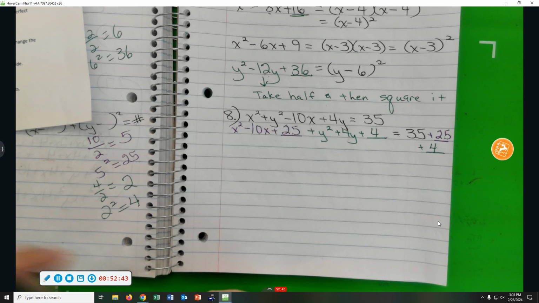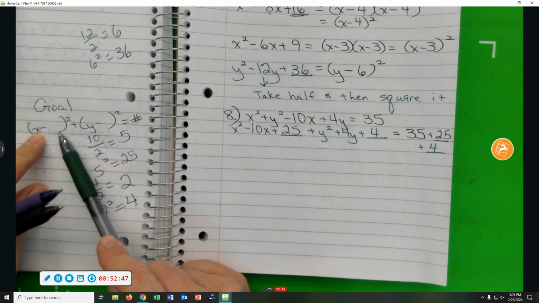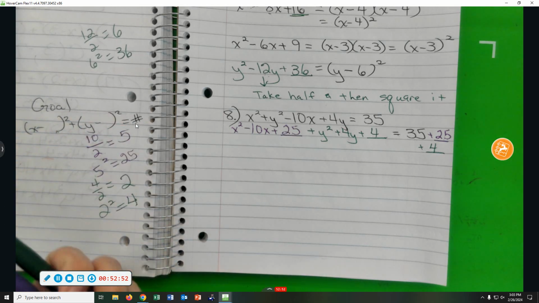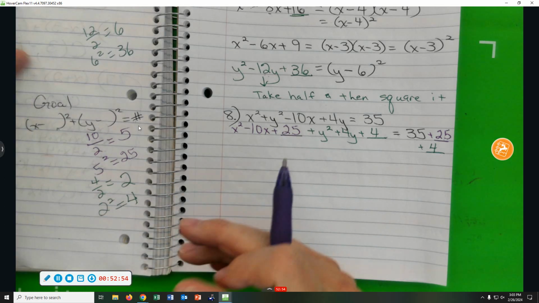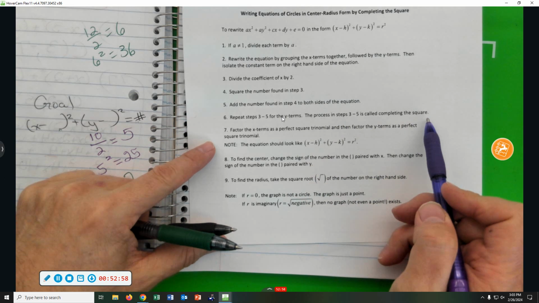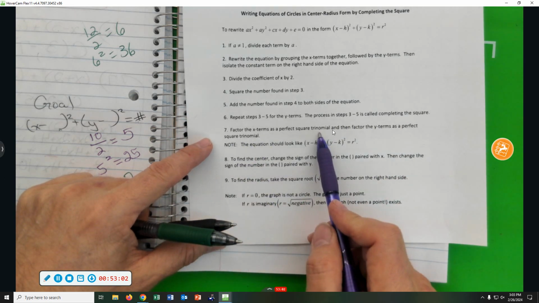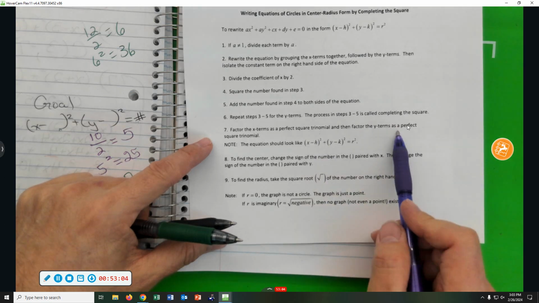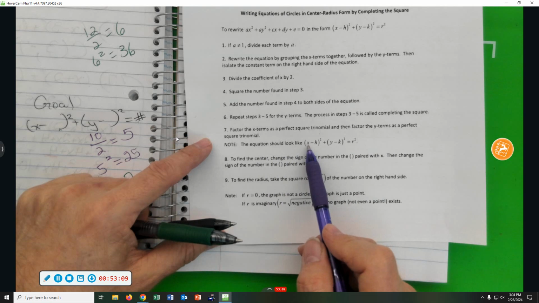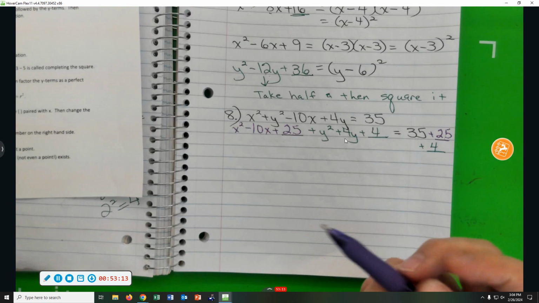Remember your goal. You want the binomial squared plus binomial squared equals a number. We just finished step number 6, doing the stuff for the y's. Step number 7, factor the x terms as a perfect square trinomial, and then factor the y terms as a perfect square trinomial. If you do that correctly, the equation should be in center-radius form. So we're going to factor.